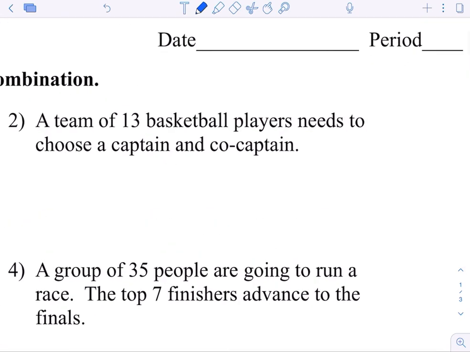Next one. A team of 13 basketball players needs to choose a captain and a co-captain. Out of the 13 basketball players, there needs to be one person to be a captain and one person to be a co-captain. That means order does matter. So as a result, this is a permutation. One person needs to be a captain and one person needs to be a co-captain.